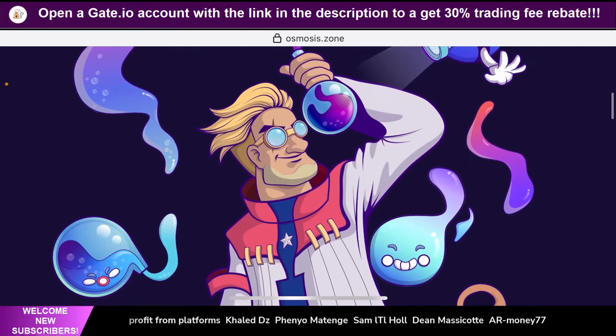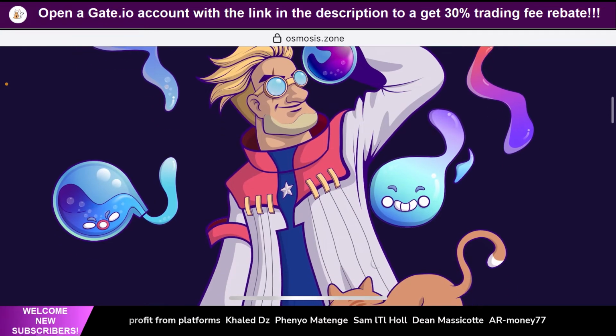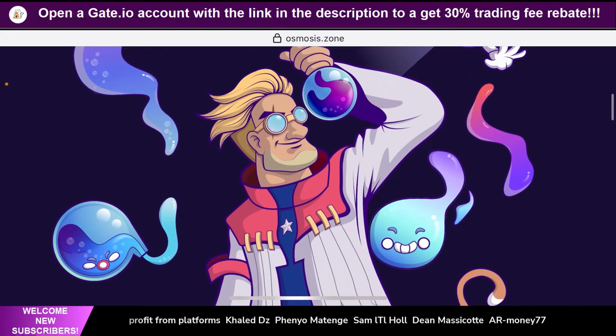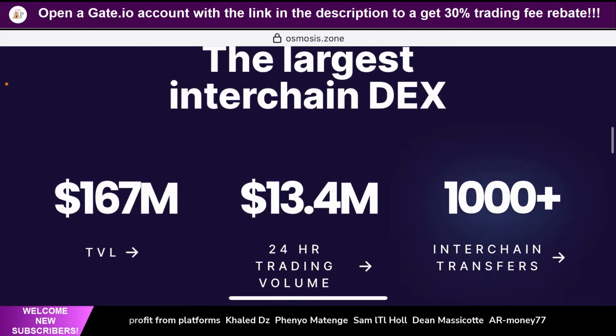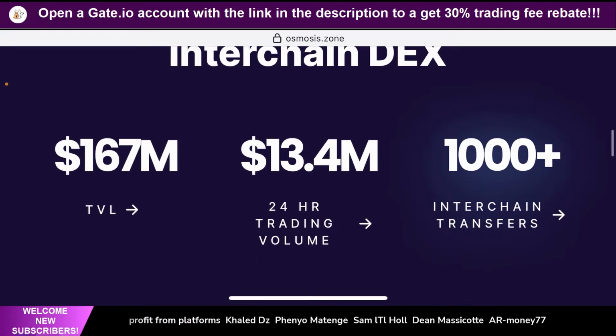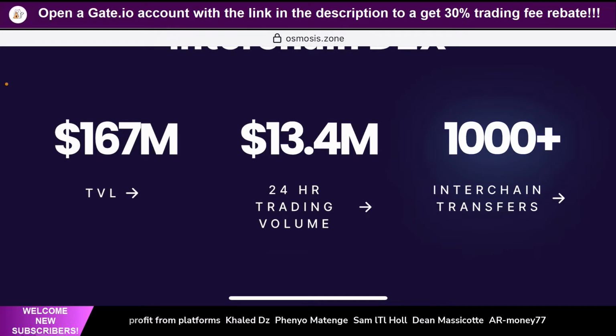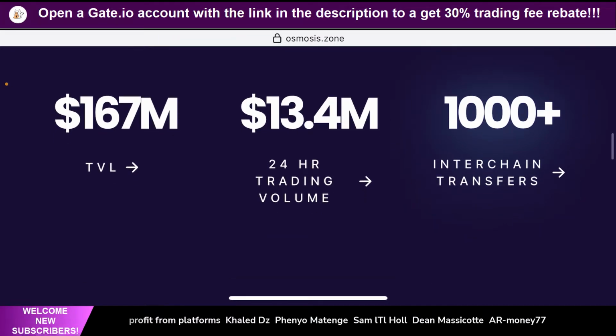This is a cool graphic, which is kind of like the iconic graphic of pretty much not just the Osmosis ecosystem, but also the Atom ecosystem as a whole. The largest interchain DEX within the Cosmos ecosystem. They have $167 million worth of total value locked, $13.4 million in trading volume in the past 24 hours, as well as 1,000 plus interchain transfers. Again, these are interchains that mostly are within the Cosmos ecosystem, but they also have bridges for Solana, Ethereum, and several other blockchains as well, right?